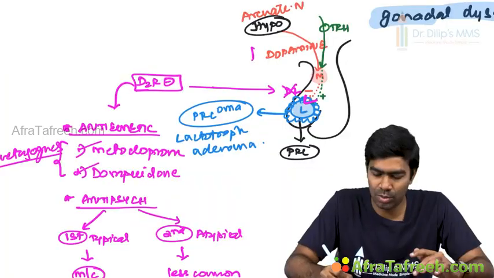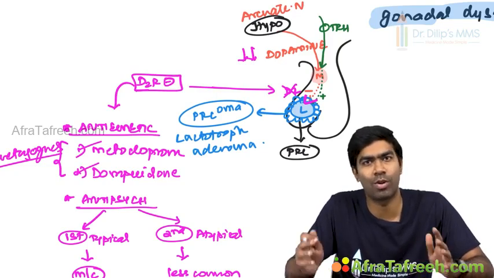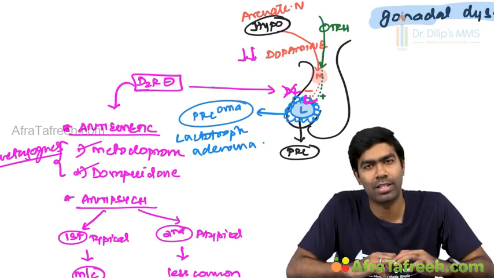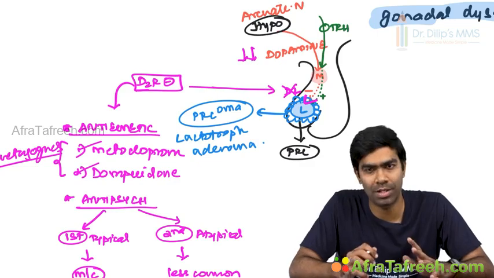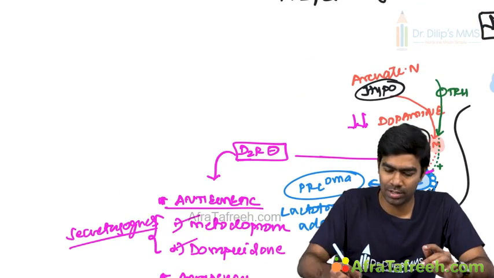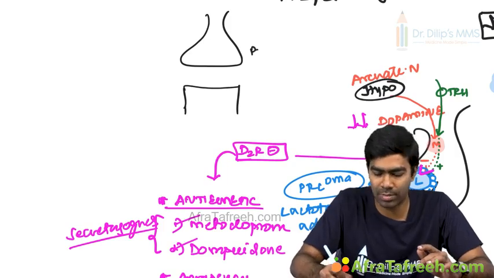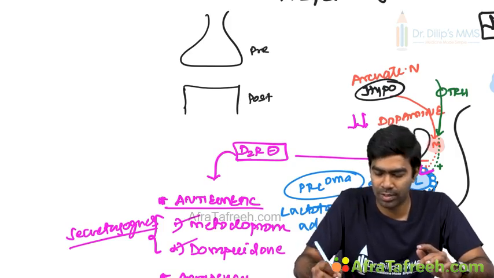So there are certain drugs that can actually reduce the amount of dopamine that is released into the synapse, or they can reduce the dopamine production itself. What are the drugs that can reduce the release of dopamine into the synapse, and what are the drugs that can reduce the dopamine production itself? Let us take a neurological synapse for that. So this is a presynaptic terminal and this is the postsynaptic terminal.